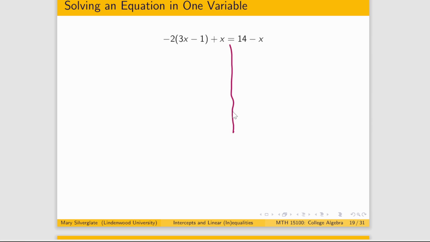Welcome back. Let's go ahead and solve this. So first thing we want to do is distribute this guy. So negative 2 times 3x gets me negative 6x. Negative 2 times negative 1 gets me positive 2. I just want to drop down the x. Equals 14 minus x. I didn't distribute over here, so I'm just dropping them down.